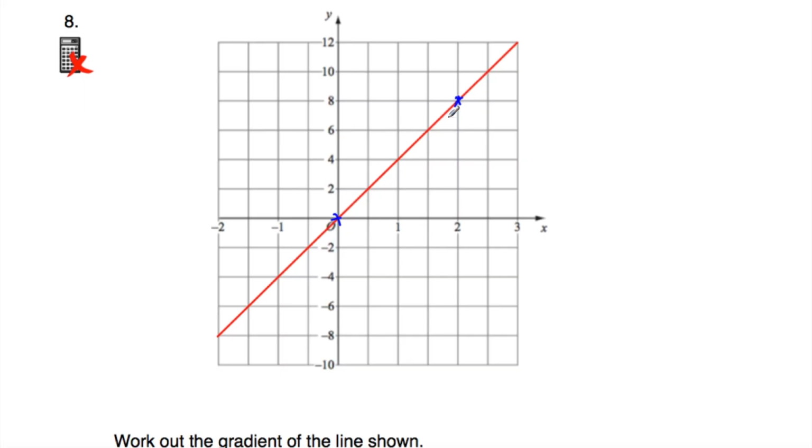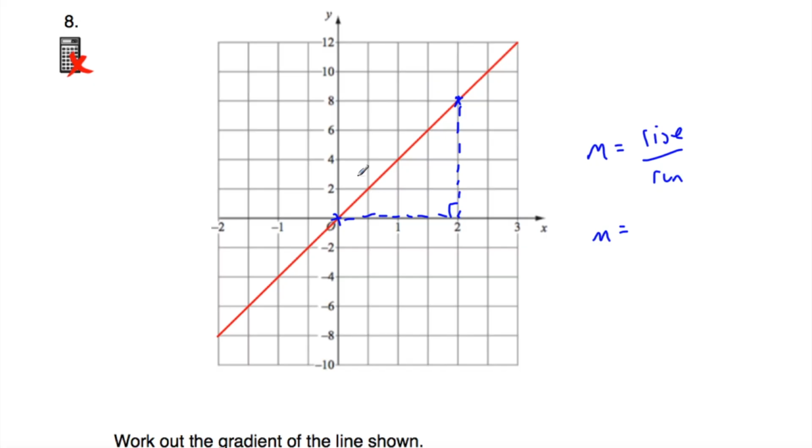So here we've got these 2 points and we want to find the gradient of this line. So let's make our little right angle triangle and then go up. Okay, so we've made our little right angle triangle there. We've chosen our 2 points 0,0 and the point 2,8, and we've done our little right angle triangle. Now remember, the gradient is equal to the rise divided by the run. So we need to find out what the rise is and what the run is.